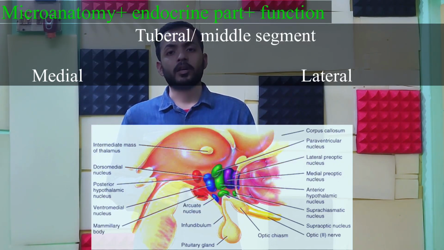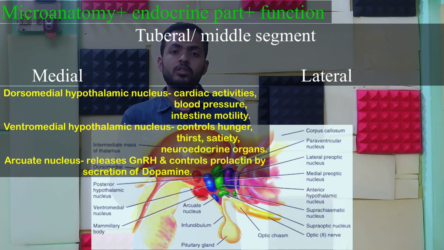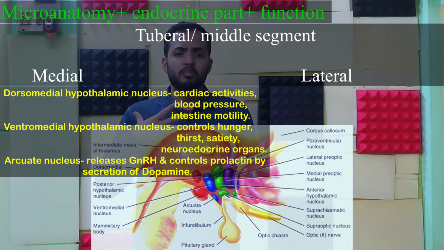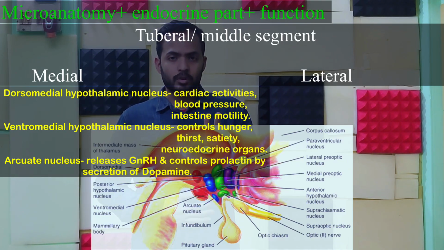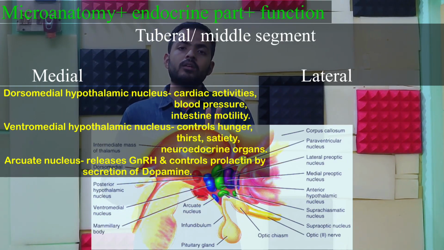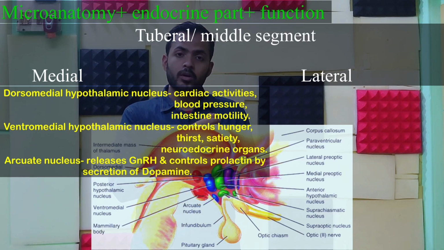Next is the tuberal segment. In this segment you will again get a medial part and a lateral part. In the medial part you will get first of all the dorsomedial hypothalamic nucleus. This nucleus controls our heart, blood vessels, and the intestines: intestinal motility, blood pressure, cardiac activities. Second, you will get the ventromedial hypothalamic nucleus. This nucleus controls our hunger, thirst, satiety, also our neuroendocrine organs. And third, you will get the arcuate nucleus. This nucleus releases gonadotropin releasing hormone, GnRH. Also it controls our prolactin level by secreting dopamine.